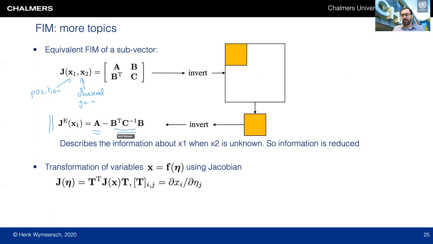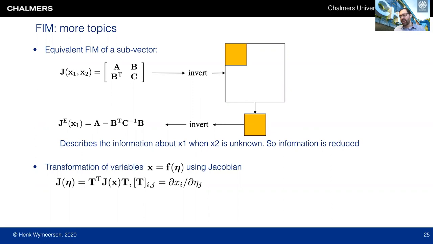And this picture on the right tries to show how to interpret this. I have the Fisher information matrix, and I have the inverse of the Fisher information matrix. This is what I care about, or the inverse of that. So I take this block, I invert it again, and then it turns out to have this expression. Very useful concept when you're dealing with many variables, but you don't care about all of them.